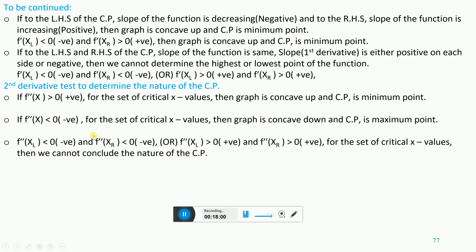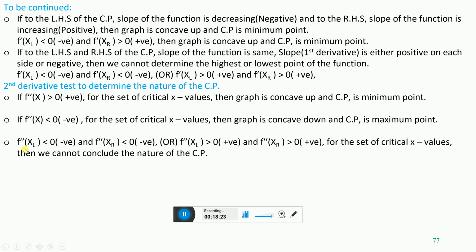And the third condition, if the second derivative of the function for the set of x value is less than 0 to the n, sorry, this is a little technical mistake in here. This third condition is wrong. This third condition we wrote wrong.